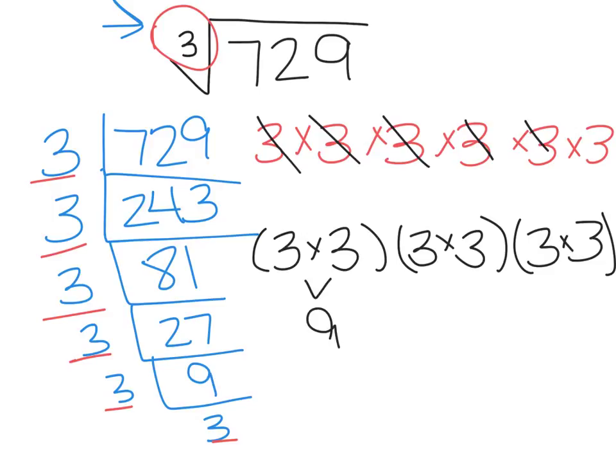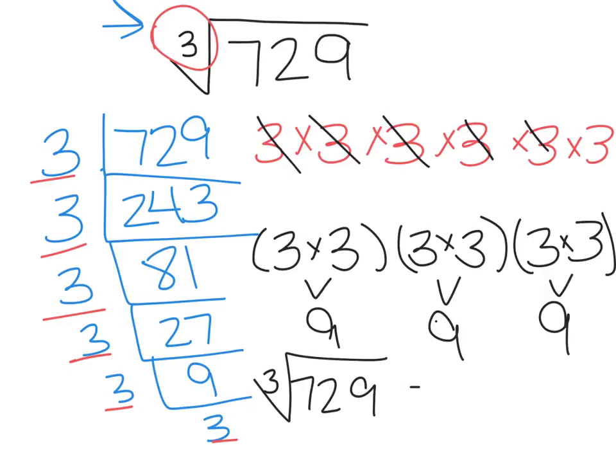3 times 3 is 9. 3 times 3 is 9. 3 times 3 is 9. So the cube root of 729 equals 9.